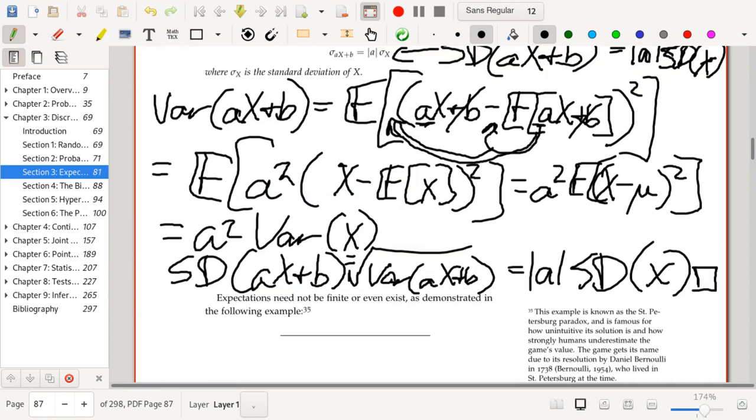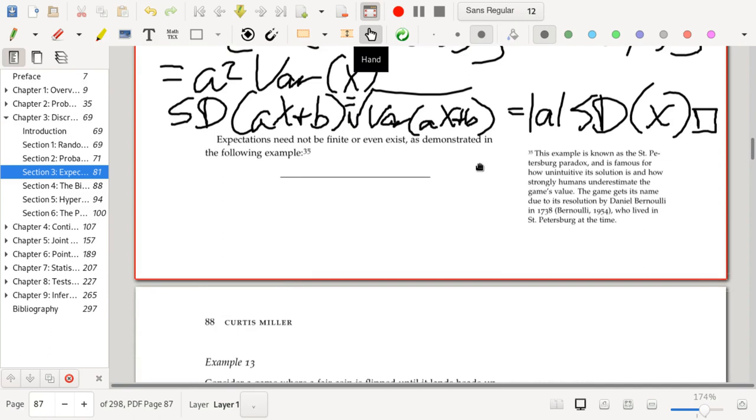One final note. There is nothing that says that expectations need to be finite or even exist. There are random variables out there that do not have finite expectations, and they may not even have an infinite expectation. They might not have an expectation at all. Like, there's just no way to define it. I guess technically an infinite expectation is considered undefined, but there's a sense in which it is defined. Infinite just means arbitrarily large. But even then, you might not be able to say that it's even infinite. It could be anything. There are random variables out there that don't have expectations.